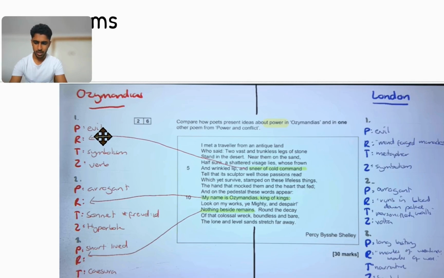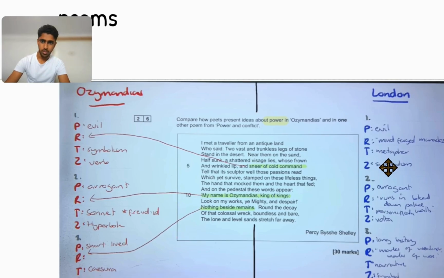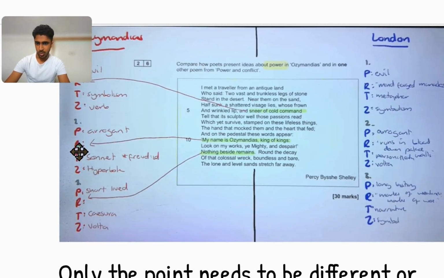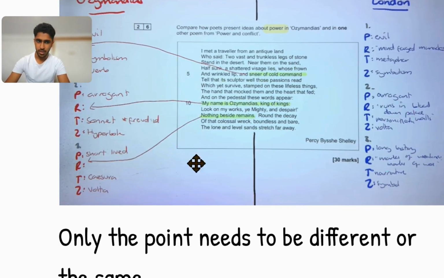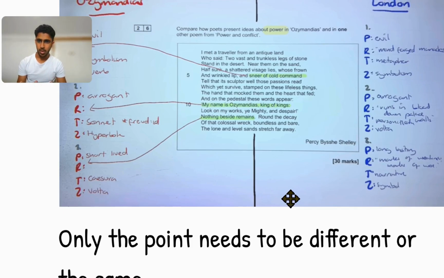So if I ask you to write me an Ozymandias P paragraph, you just write a random one. And then if I ask you to write a London one, it's also a random one. The only extra brain cells we need now is that the points need to be linked. They either need to be the same, or they need to be different. So here, this point is evil. This point is also evil. So those are the same. This point's about arrogance. This point's also about arrogance, so they are the same. This point's about short-lived. This point's about long-lasting, so they're different. That's the only extra brain cells you need, is to make sure your points are related somehow. They need to either be similar or different.